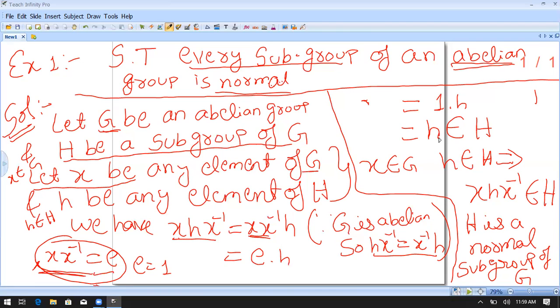Here we took h to be any element of H, so by the definition we can say that h belongs to H. Therefore x belongs to G and x belongs to H. Therefore x inverse belongs to G. Therefore we can say that H is a normal subgroup of G.